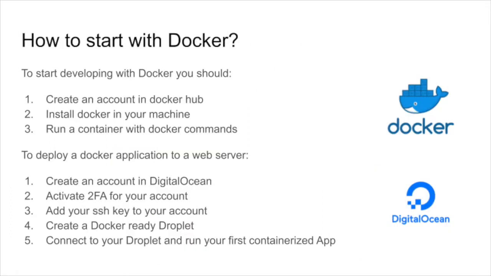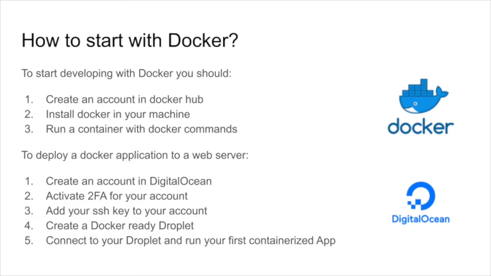How to start with Docker? To start developing with Docker locally, you should create your own account in Docker Hub, which is a repository for your images. Then you should install Docker on your machine. With that, you will have everything you need to run containers with Docker commands.